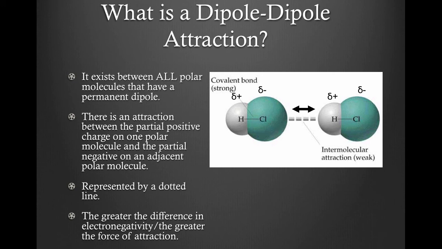And when they are adjacent to each other, the chlorine will have a weak intermolecular attraction to the hydrogen. And since both of them have a dipole, we call this a dipole-dipole attraction. And again, it's represented by a dotted line. And we notice that the greater the difference between the electronegativities of the positive and negative charges in the dipole, the greater that intermolecular force is.